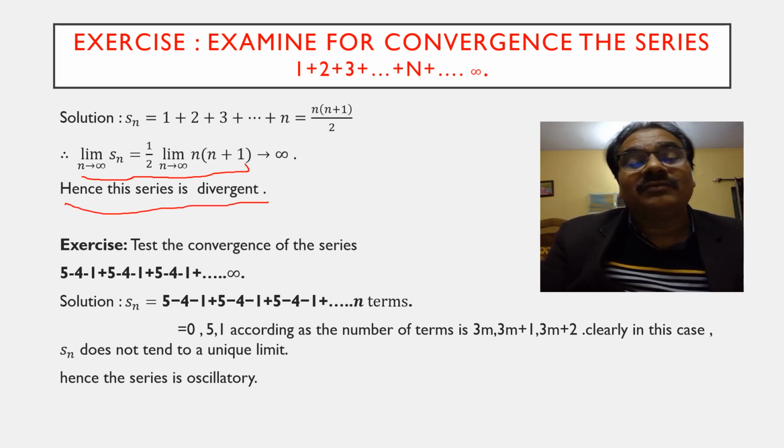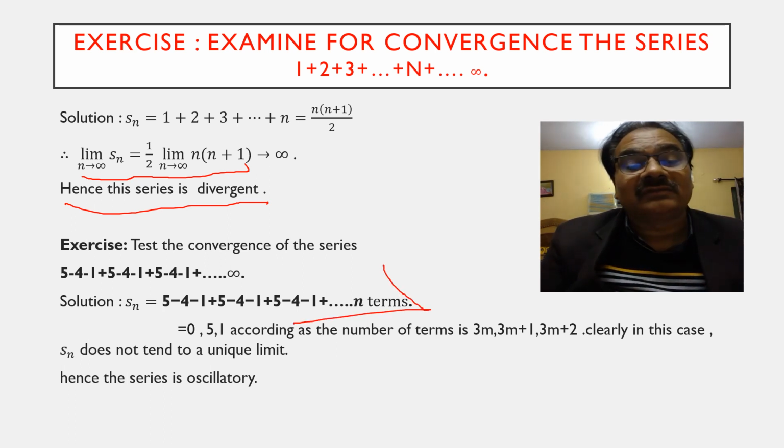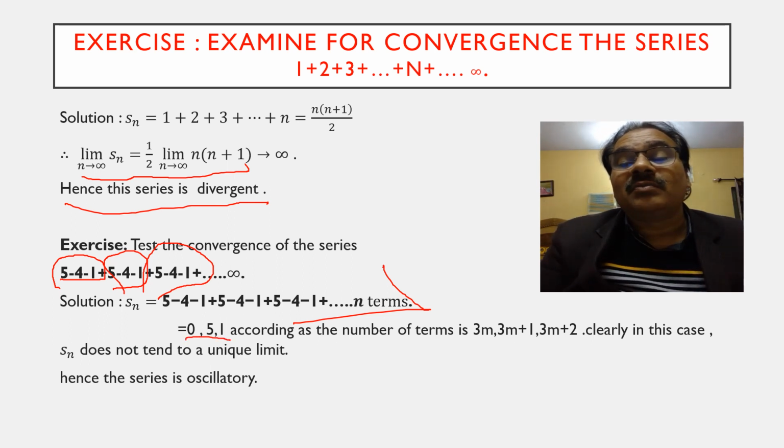So this sequence tends to infinity, hence the series is divergent. But here, test the convergence of this series: 5 minus 4 minus 1, then this block again 5 minus 4 minus 1, then again this block is added, 5 minus 4 minus 1. So Sn is this up to n terms. It may be 0, 5 or 1, according as the number of terms is 3m, 3m plus 1 or 3m plus 2. Clearly in this case Sn does not tend to a unique limit.